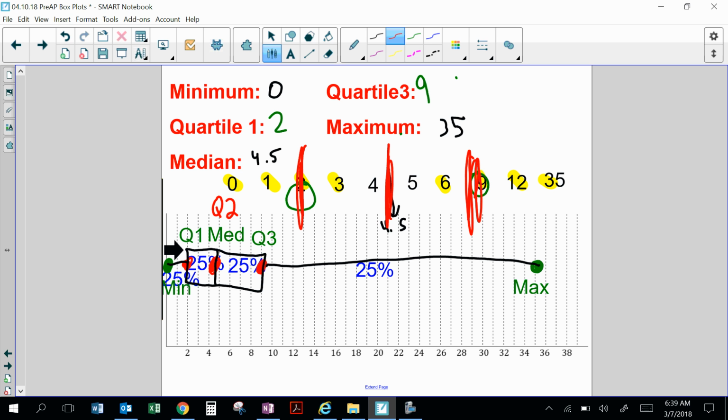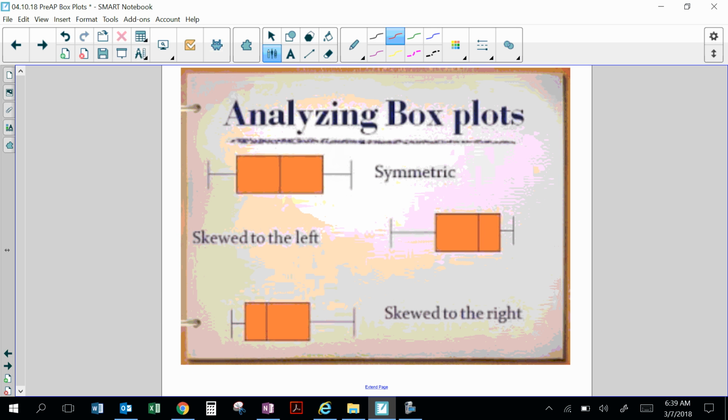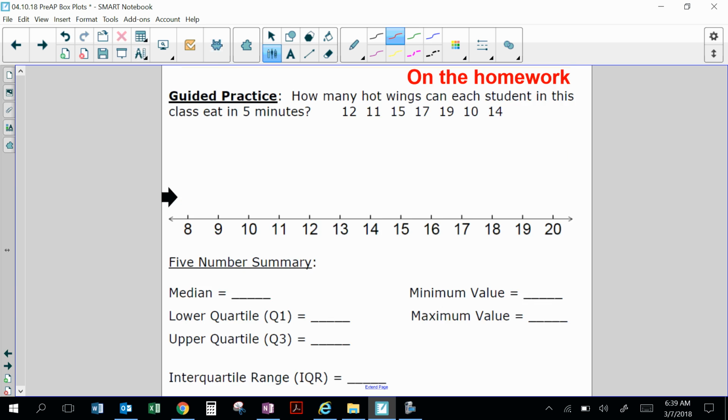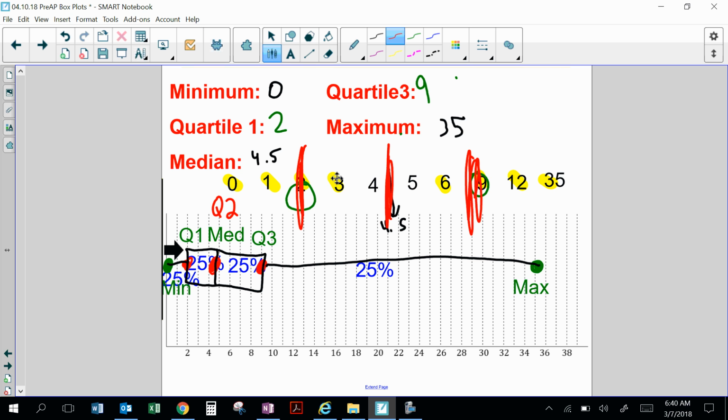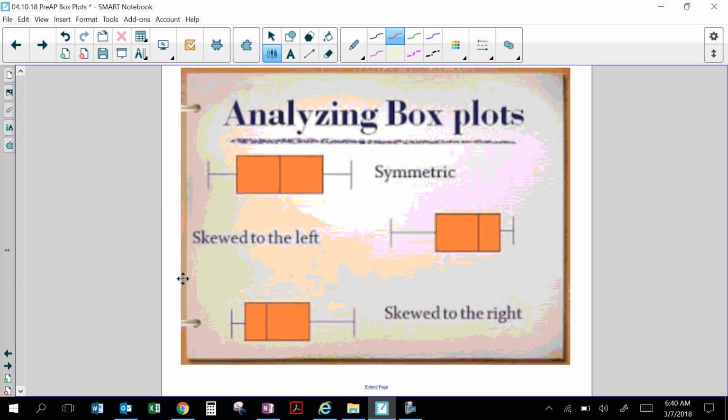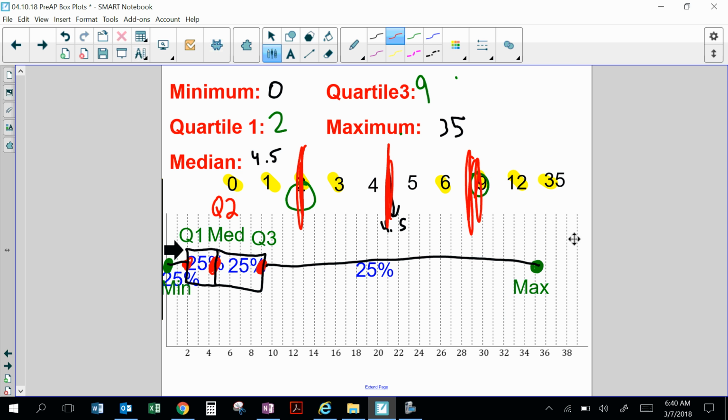Another way to describe this is the shape of it. How would you describe the shape of it? Is it symmetrical? Symmetrical means like this one: the lower half looks like the upper half. Definitely not symmetrical. Is it skewed to the left? That means, is it longer to the left side? No, definitely not. Is it skewed to the right? Yes, it is. Do you see on the right side, it is so much longer? It is skewed to the right.